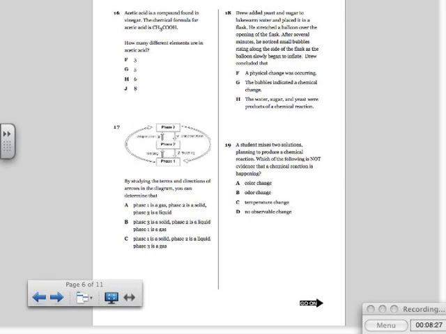Okay, next question, number 16. Acetic acid is a compound found in vinegar. The chemical formula for acetic acid is CH3COOH. Let me repeat that, it's kind of hesitating on me. CH3COOH. So how many different elements are in acetic acid?